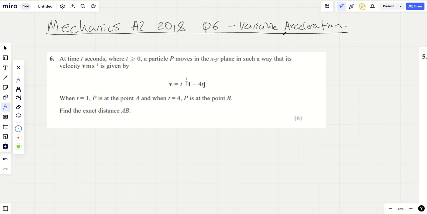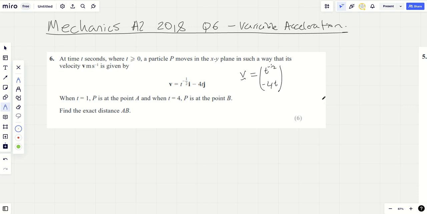Now, I can see straight away that this is a variable acceleration question. The reason being that, firstly, it doesn't say constant velocity, it doesn't say constant acceleration, so it's probably variable acceleration. You can also see it from the vector, actually. Remember, get away from the i's and j's, that's my advice to you. This is t to the minus a half and minus 4t.